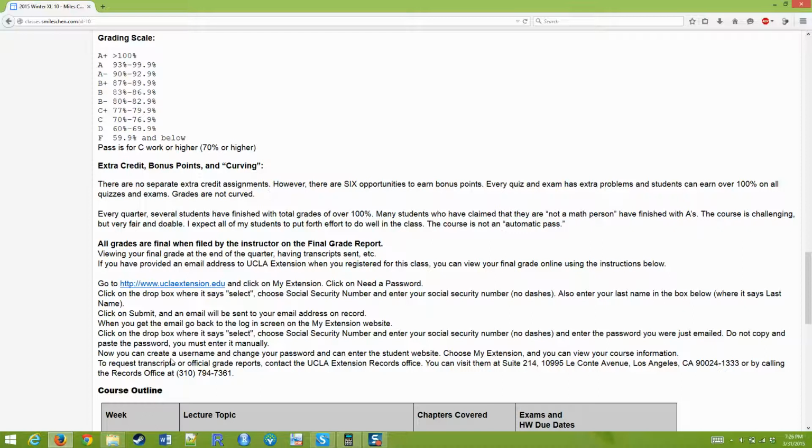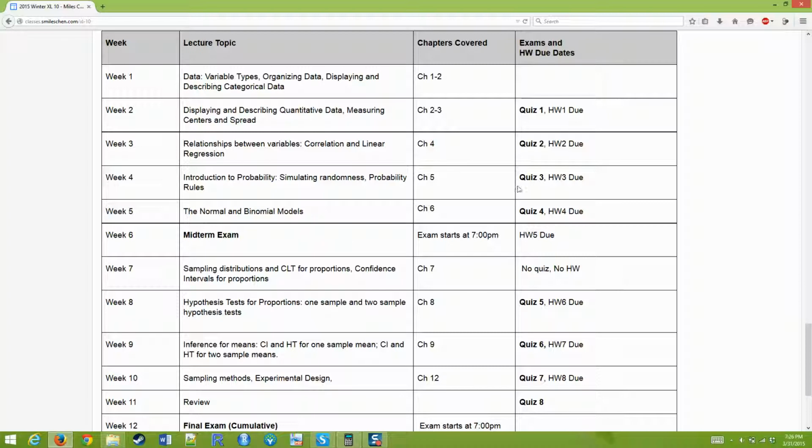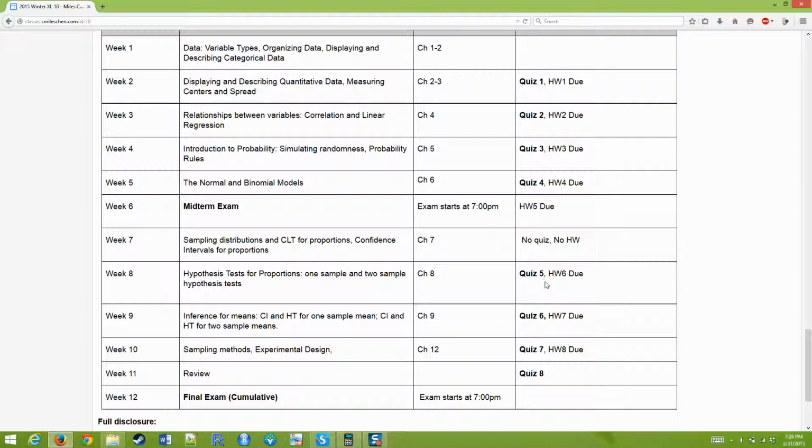All right, regarding transcripts and all of that, that information is here. Here's our topics that we're going to do. Quizzes 1, 2, 3, 4, so there's 8 quizzes. There's no quiz the week after the midterm, okay? And that's how it goes. All right, questions? Yes? Do we need Scantrons or Blue Books for the quizzes? No, I will provide everything you need regarding the quiz papers, okay?